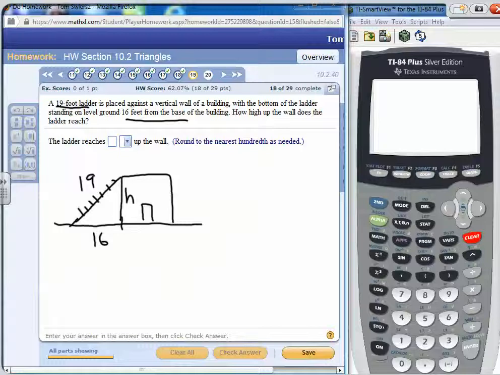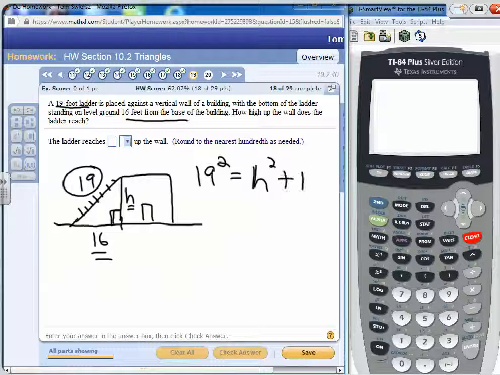Now the building and the ground make a right angle. So this is a right angle here. H and 16 are the two sides, and 19, the ladder, is opposite the right angle, so that's the hypotenuse. So we can use the Pythagorean theorem to solve for the height, how far the ladder reaches, which we'll call h. So again, the hypotenuse is 19, so 19 squared is equal to h squared plus the other side squared, 16 squared.